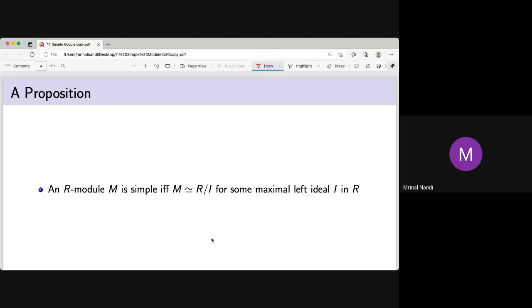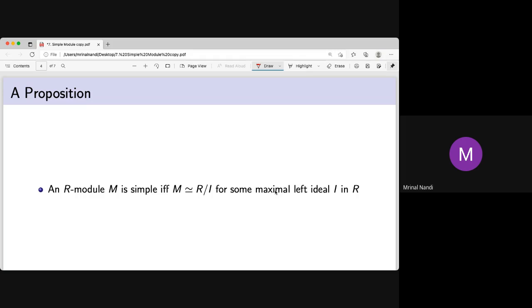Number one. On the other way, conversely, now M is not given to you. Assume that M is not given to you, R is given to you, and one maximal left ideal I is given to you. Then R mod I has a module structure, and that module is simple. Number two, maybe R is given to you, I is given to you, and M is also given to you, such that I is a maximal left ideal in R, M is an R-module, and M is isomorphic to R mod I. In that case, M is simple.